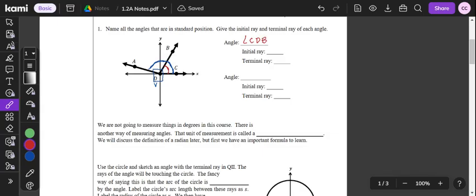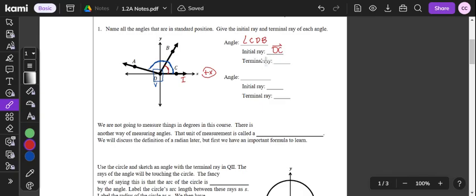All right, very good. Now the initial ray, remember that's always the one in the positive x direction. This is always the initial ray. So the initial ray of this angle, that's going to be ray DC. And when we name a ray, we draw a little arrow above it.